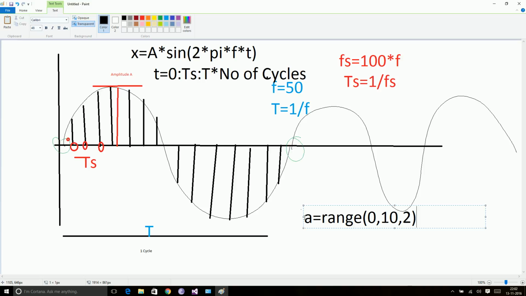However, range doesn't produce float numbers. So if you want to produce float numbers, you can use the command called arange. It is not arrange, this is actually arange. A stands for actual numbers. So now you can write 0.2, so you will have numbers 0, 0.2, 0.4, 0.6, 0.8, 1, 1.2, 1.4, 1.6 and so on.